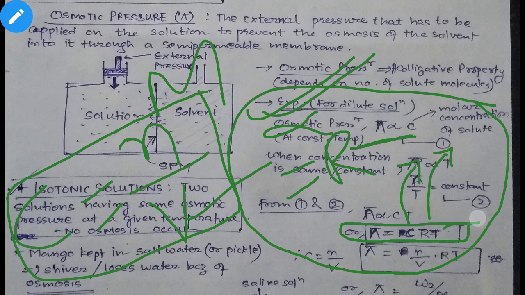And this T is the temperature. All these, osmosis and osmotic pressure, everything we are talking about takes place at a particular temperature. So the temperature factor will be there in the expression, okay? Now you can break C like this, n by V, RT. Now what is n? Already I've told you.